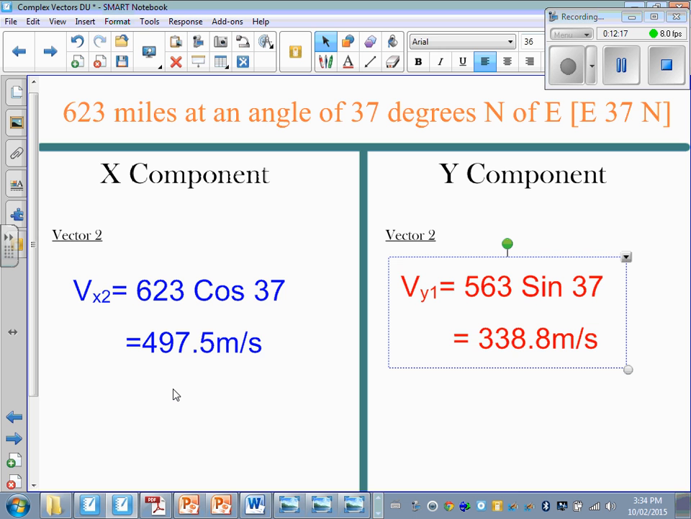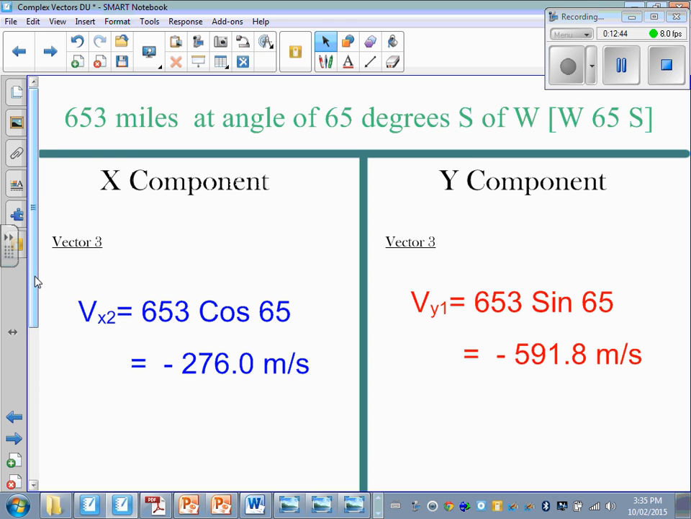Sketching basically is the best way to go. Sketching will also then show you whether this should be positive or negative. This is north of east, which means it goes east and then north. Travels east and north. They are both positive directions in the x, so it's a positive x and a positive y. And so you've got positive on both sides.